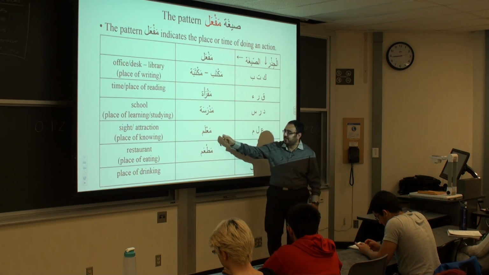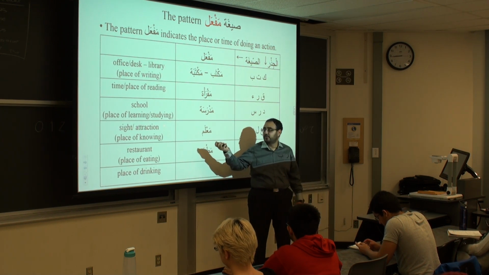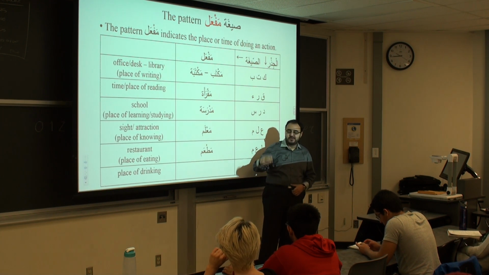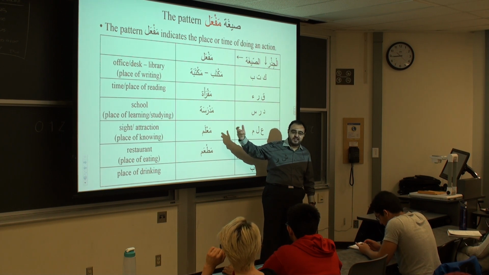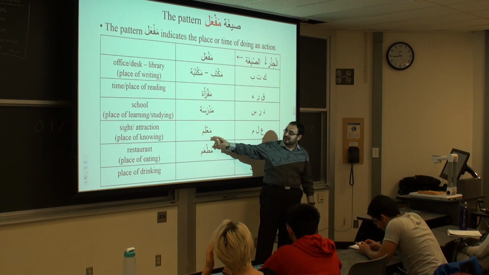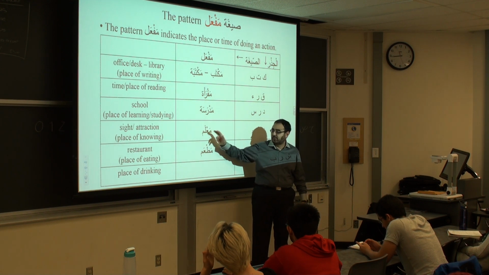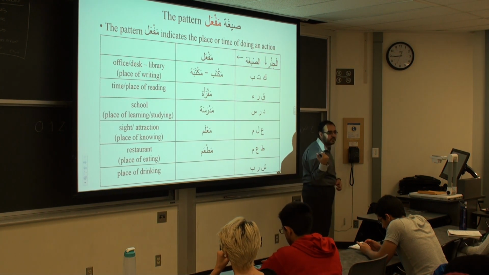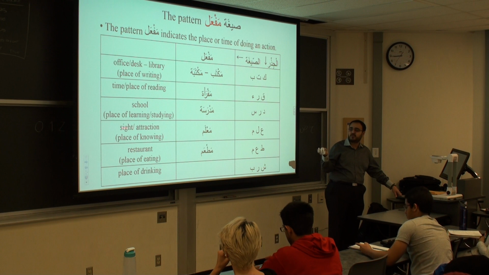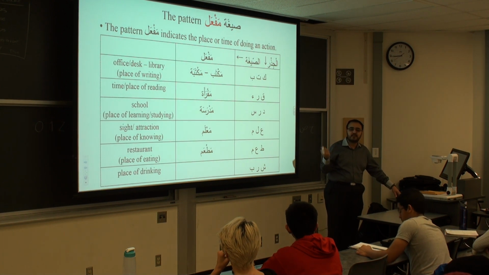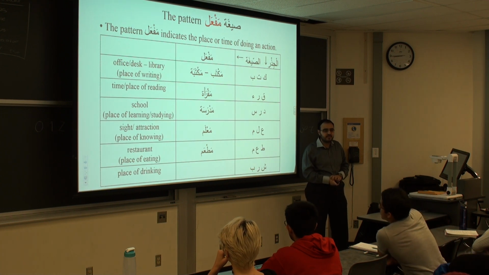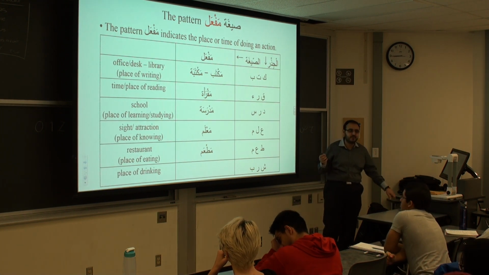So any guesses? Ma'lam has been used recently to indicate sight or attraction. By the way, when I use the term recently, i.e. in, let's say, the last century, or a little bit more sometimes. So ma'lam is the sight or attraction. So what's the semantic relationship here between sight or attraction and the place of knowing? Any guesses? This is not a very difficult one to get.